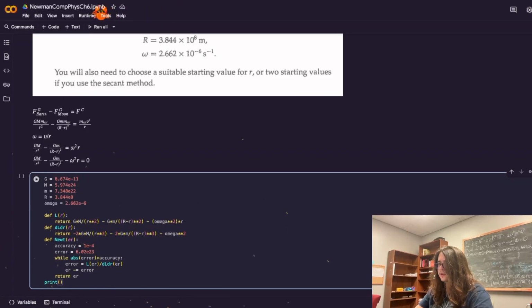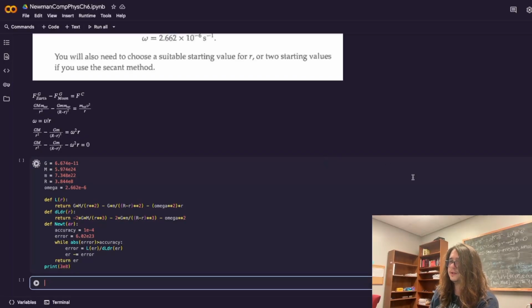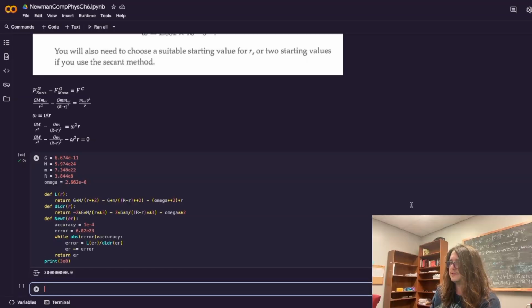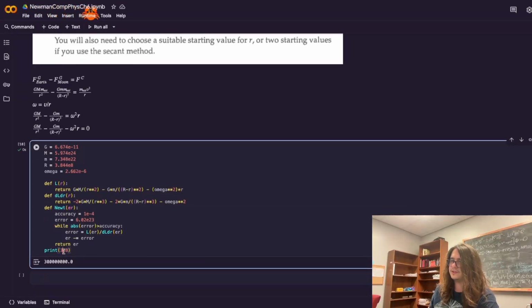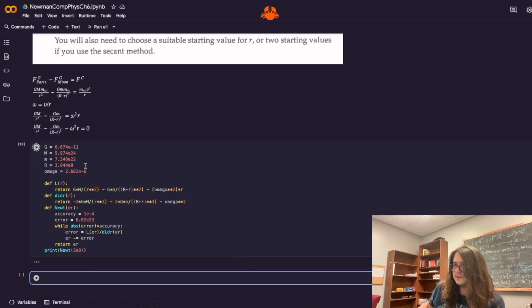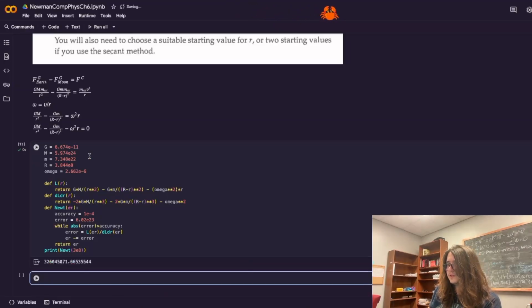I think a good value to start with is 3 times 10 to the 8 meters away from the Earth. It's a pretty good guess, and when you run it, you get something that's like, oh snap. Well, I need to actually run the thing, so print Newton of 3e8. Just a little brain flatulence there.